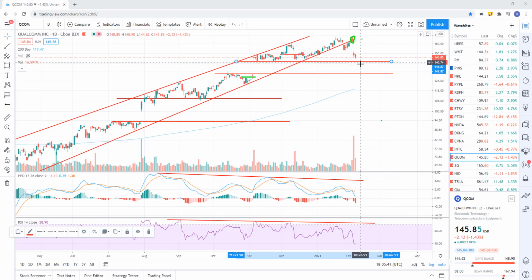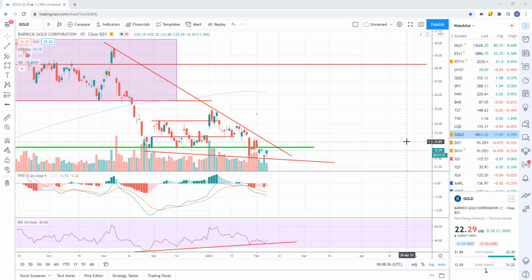You could hold the entire position. It's just that's higher risk. I like to lock in profit to remove the potential that I'm going to have a losing trade as the trade starts to work. We'll wrap up with Barrick Gold.